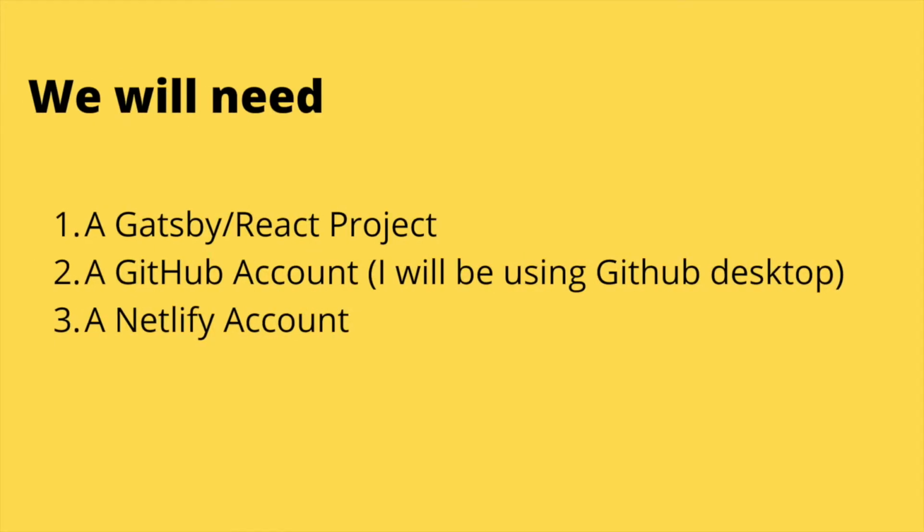For this project, we will need three things. Number one, a Gatsby or a React project. Now, I remember that I mentioned that we'll be using Gatsby for this project, but we can also use React as well. The same principles apply. Number two, you will need a GitHub account. For the Git commands, I'll be using GitHub Desktop simply because I like using a nice graphical user interface instead of typing all the Git commands. The third thing that we'll be using is a Netlify account. Now, don't worry too much about all of these three things because I'll be showing you guys how to do all these three steps in the coming videos.